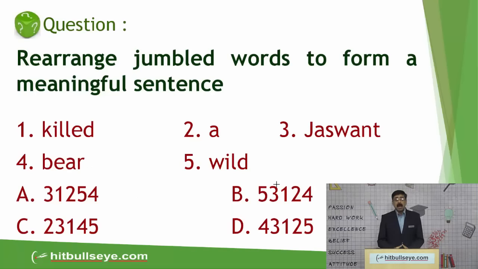Now this is a very simple type of question in which we are given jumbled up sentence and we need to rearrange these words in proper order to form a meaningful sentence. If you read killed a Jaswant, bear, wild, etc. So the order is pretty clear. Jaswant killed a wild bear. So going by the option, answer would be A.